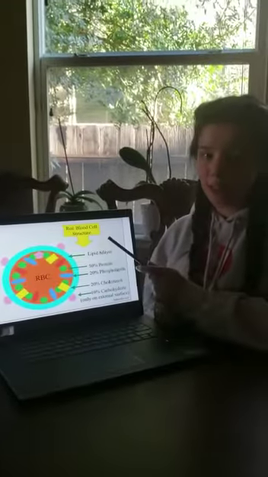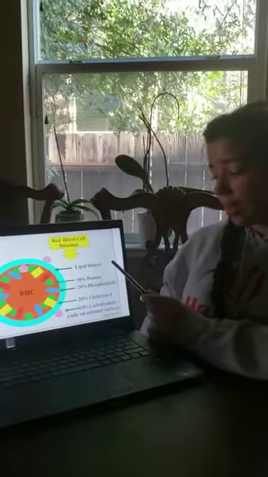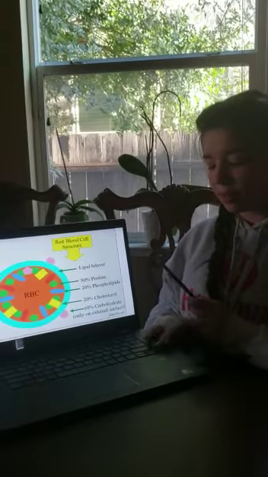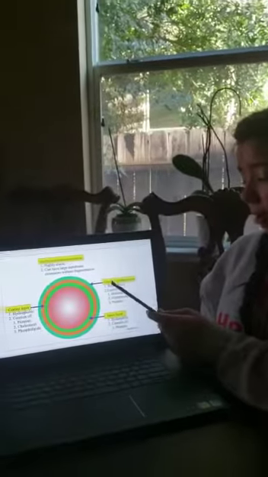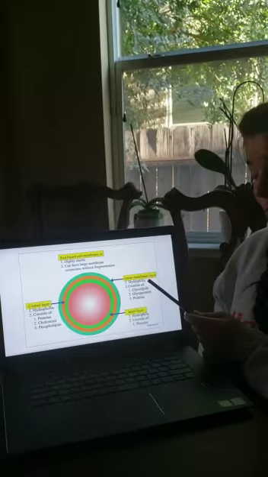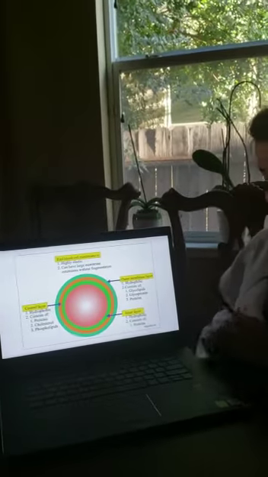This is a red blood cell structure. It consists of lipid bilayer, protein, phospholipids, cholesterol, and carbohydrates. This is a red blood cell membrane. It consists of an outer membrane layer, an inner membrane layer, and a central layer.